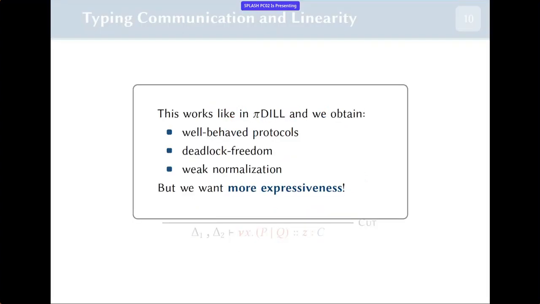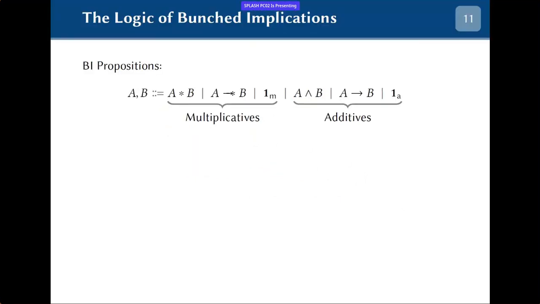So these are the basic rules for the multiplicative fragment. And actually, the multiplicative fragment is common between advanced implications and linear logic. And so these rules work like in the case for linear logic-inspired calculi. And we also get well-behavedness of protocols, deadlock-freedom, and weak normalization from the well-typedness. But we need more expressiveness, right? This is a very small fragment. And in fact, BI adds the expressiveness by means of the additives.